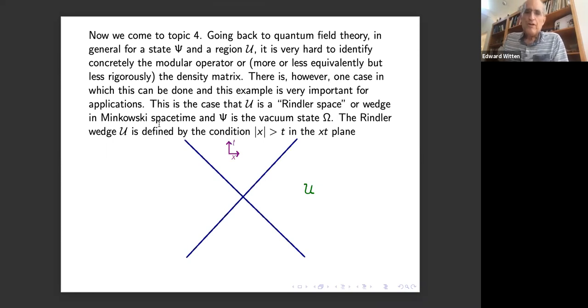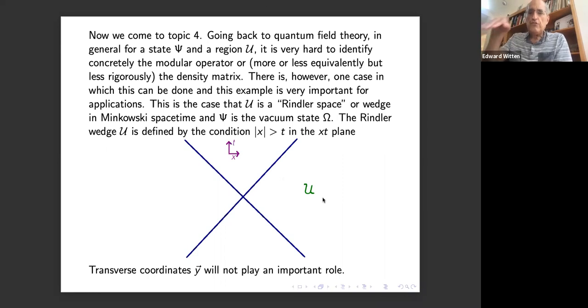So the Rindler wedge U is defined by the condition that x is bigger than t, where x is, I really didn't want an absolute value here, sorry, I should have written that x is bigger than the absolute value of t, not the other way around. So anyway, the Rindler wedge in 2 dimensions is just this region. And if there are transverse coordinates, the Rindler wedge extends into the transverse coordinates. And they won't really play an important role in the discussion I'm going to give.